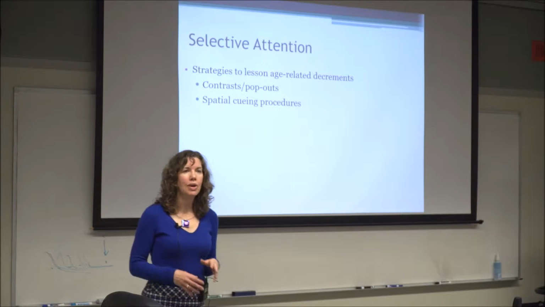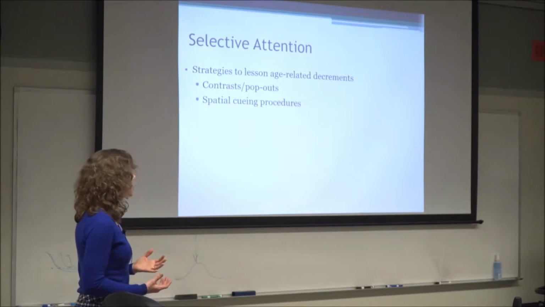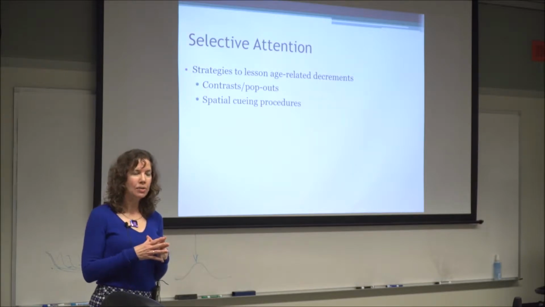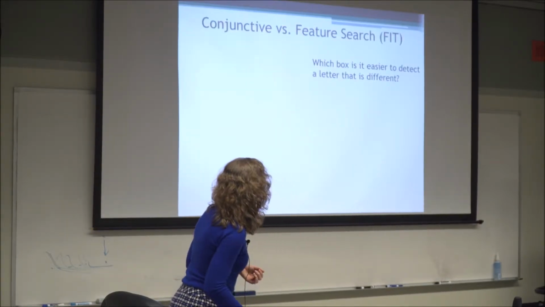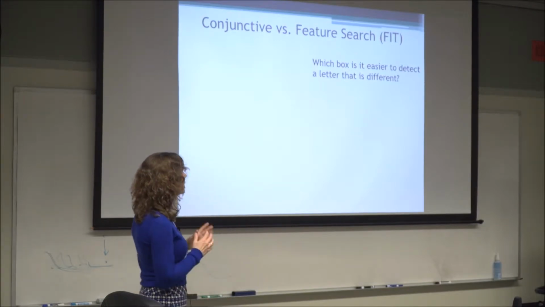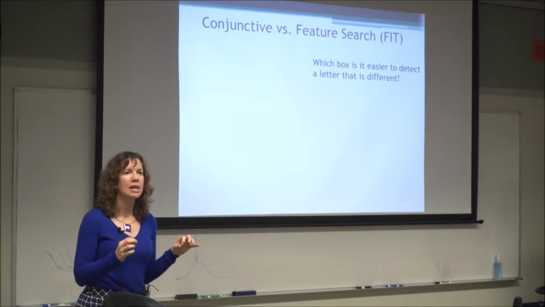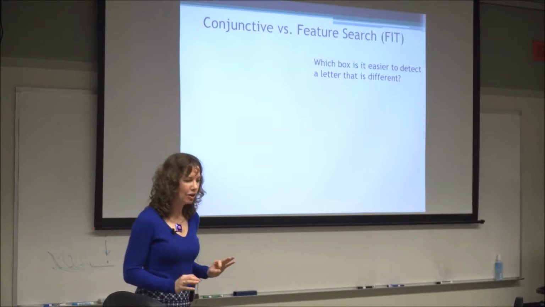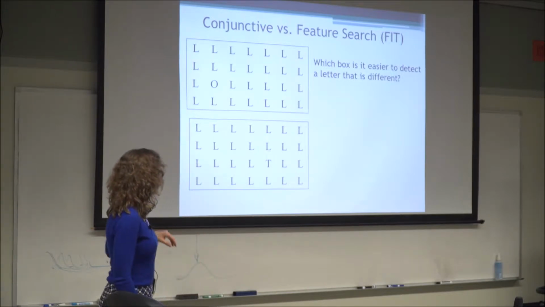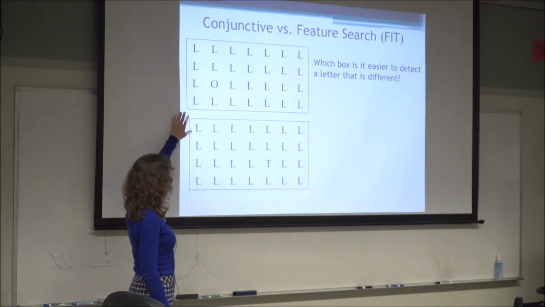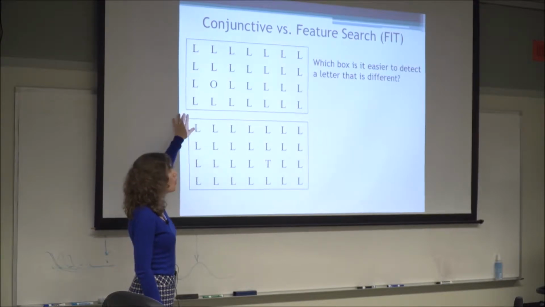There are a number of strategies that we can use to lessen those age-related decrements. Contrast or pop-outs are a good example. So let me show you that. Here in this box, I want you to tell me in which box it's easier to detect that there's a different letter. I'm going to show you two boxes. Okay, so was it easier to find the different letter in the top box or the bottom box? The top. And why is that?